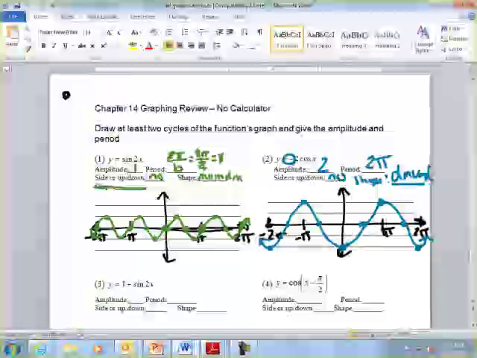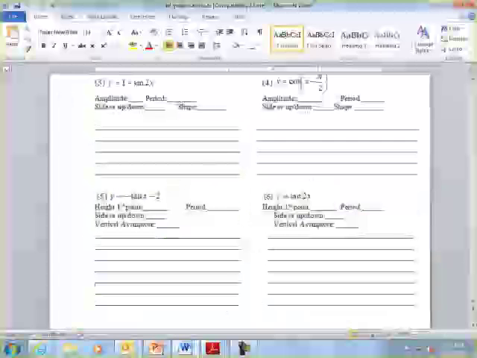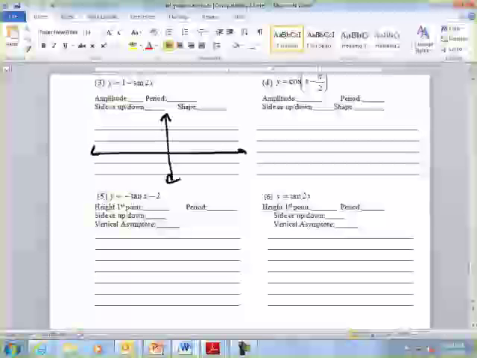Is it down because of the negative in front? Yes, it begins in the down position because of the negative in the front. Normally cosine begins in the up position, but a negative a value flips it upside down. Okay. Questions on either of these? Okay.